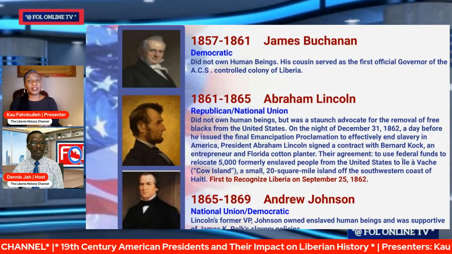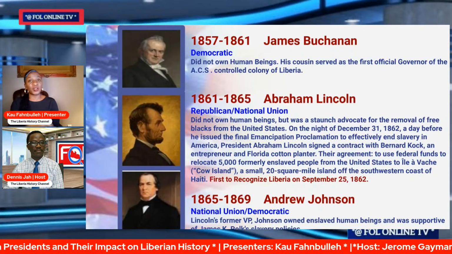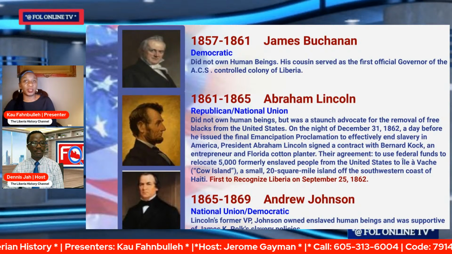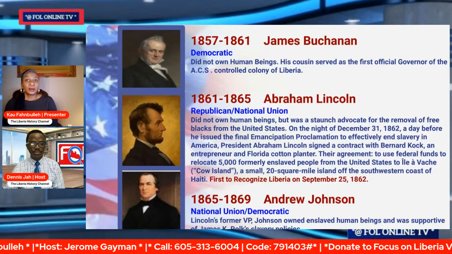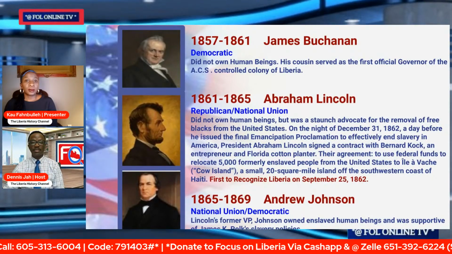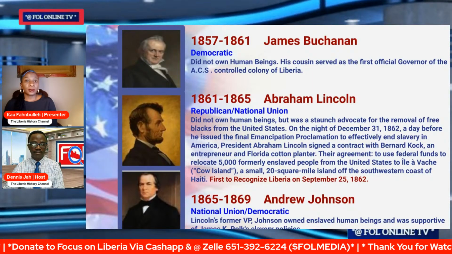It was African Americans saying, no, you didn't take us from Haiti, you didn't take us from Costa Rica, all these other places you're trying to send us to. You took us from West Africa, and there is where we're going, from whence we came. 1865 to 1869, Andrew Johnson, Lincoln's former vice president. Johnson owned enslaved human beings and was a supporter of James Polk's slavery policy.